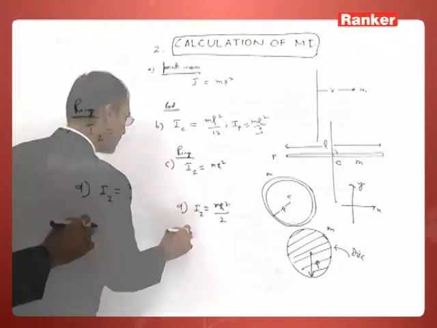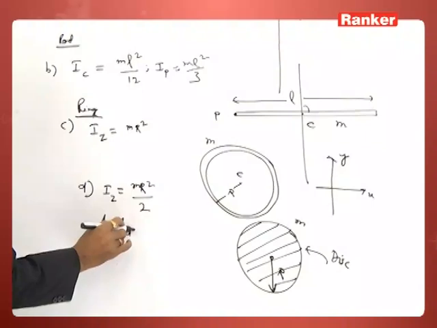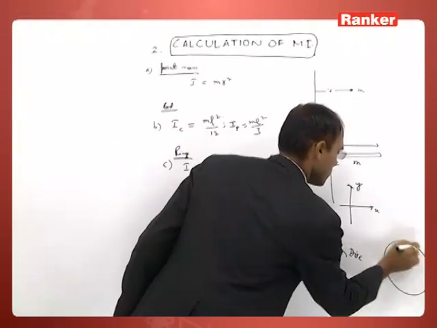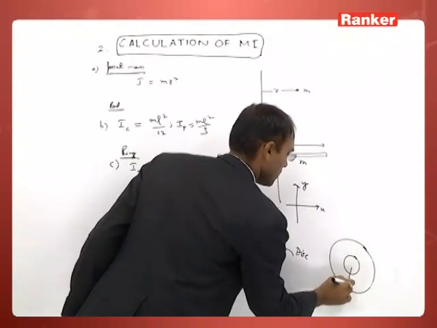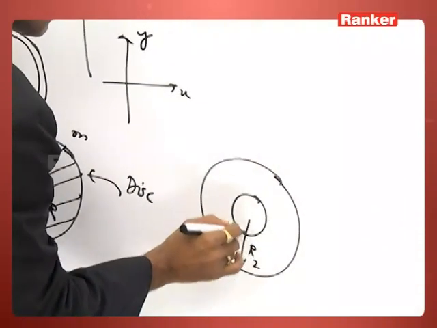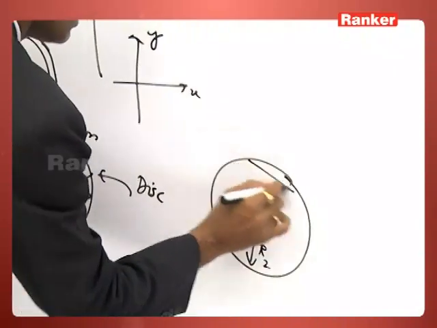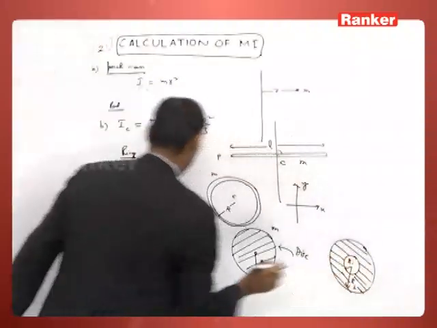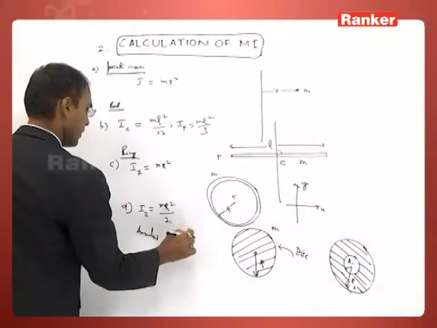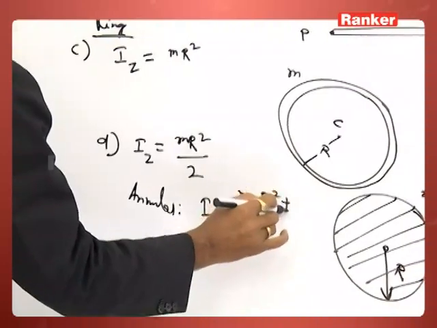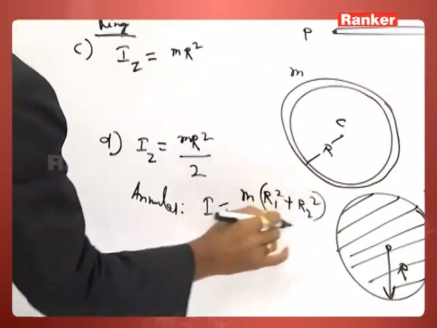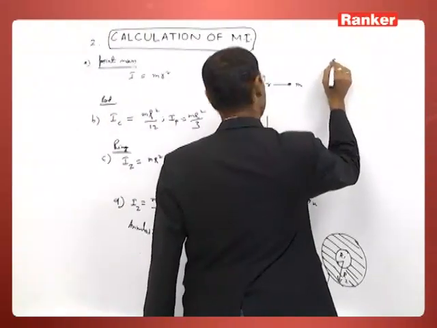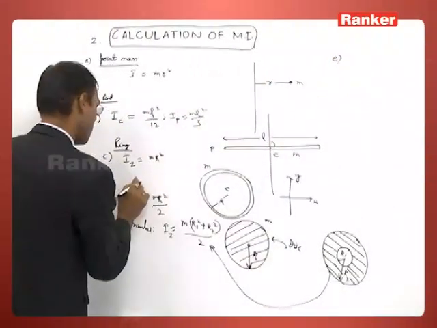If it is annular, suppose the inner radius is R1 and the outer radius is R2. Then this will be equal to m times R1 square plus R2 square by 2. This is the disk.